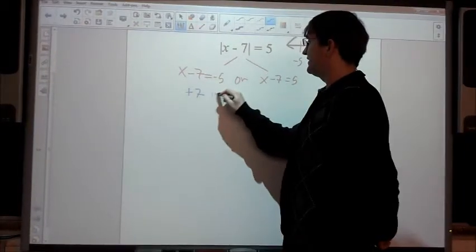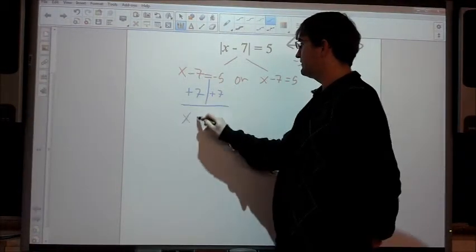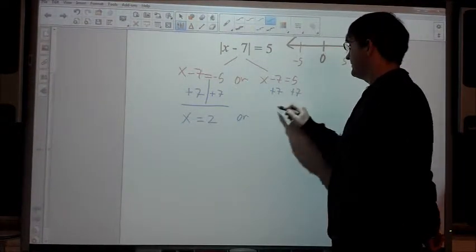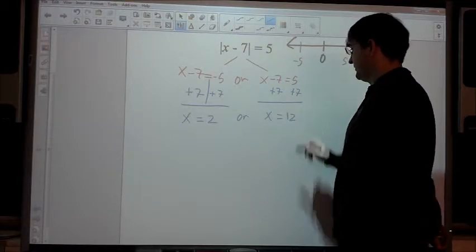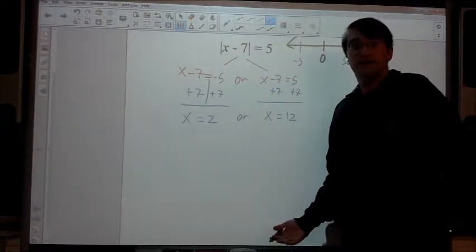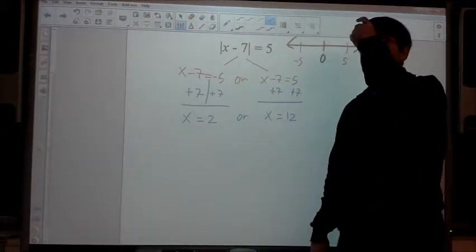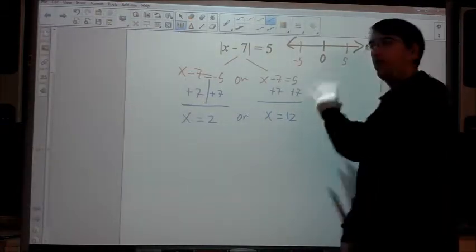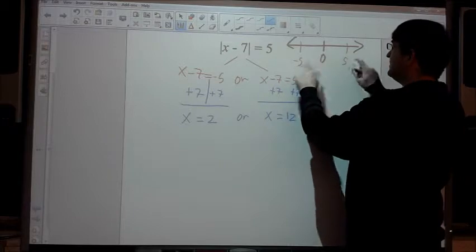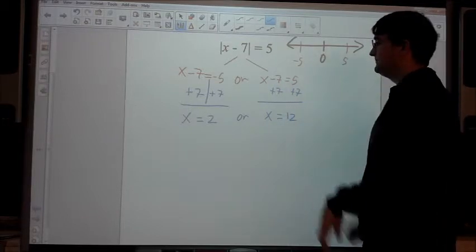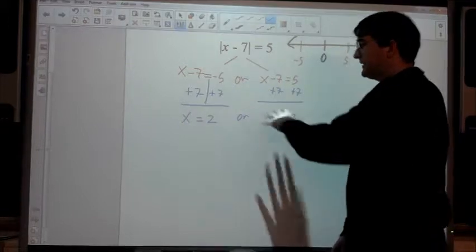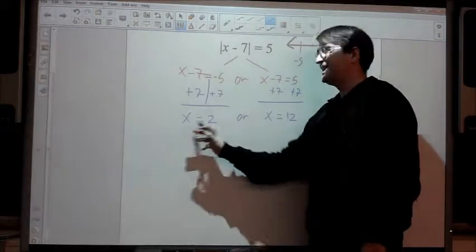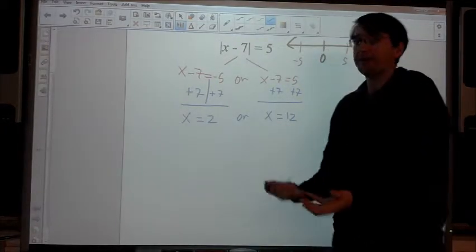Plus 7 over here, plus 7 over here. I get x equals 2, or add 7 to both sides of this one, and I get x equals 12. And that's it. That's my answer. I'm saying that there's two answers. That's almost always the case. When we have an absolute value equation, we're almost always going to get two answers, because we could be at either of these two places on the number line. And I can't say and. That's an important bit. It has to be or, because x can't equal 2 and 12 at the same time.